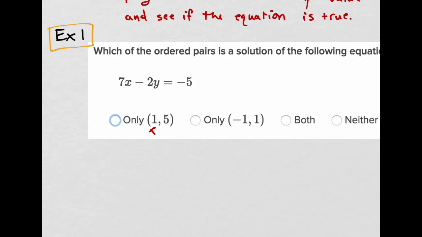Remember, that's the x and a y coordinate. So what are we going to do? Maybe I make them different colors. That's the y. The x coordinate is 1. The y coordinate is 5. So if I plug stuff in, I get 7 times 1 minus 2 times 5, and let's see if that equals negative 5.